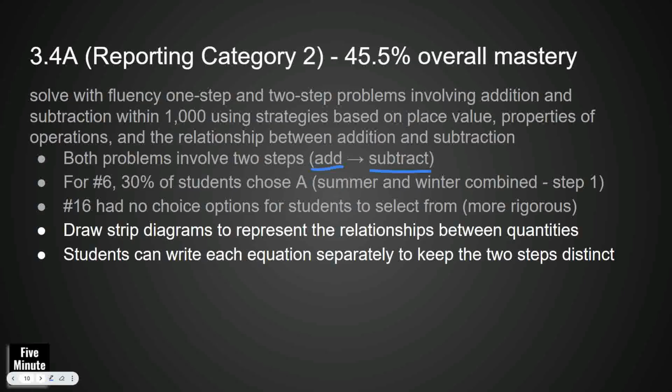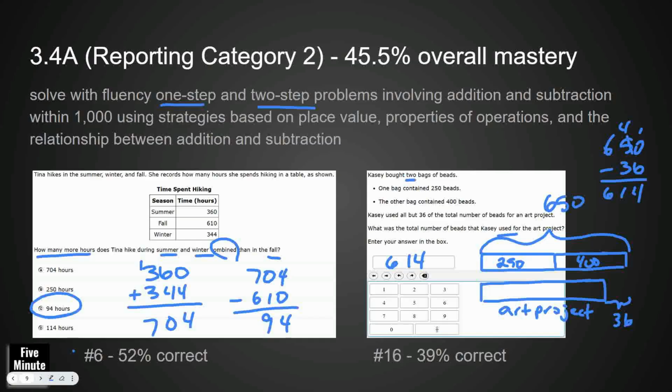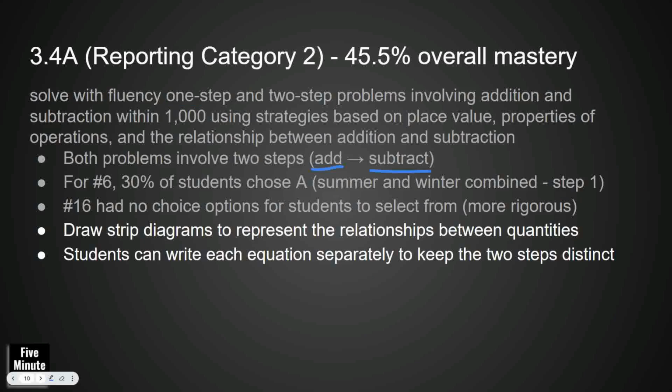Now for number 6, where there were multiple choice options available, 30% of our students chose A, which is simply this first step right here. So we've got some students who were able to at least get started, and then they saw that answer and said, ooh, 704, that's an answer. And they weren't able to realize that they needed to do something else. And so that's not always the case, because we didn't see it on that previous problem, but most of the time one of the answer choices is the answer to the first step only.